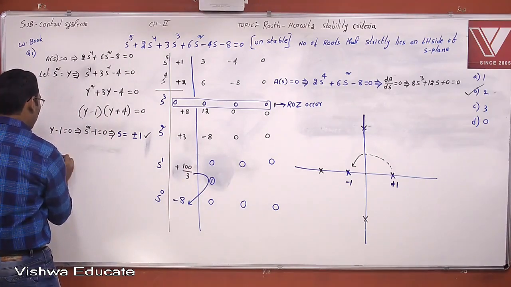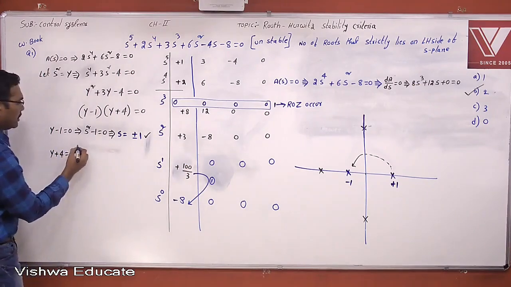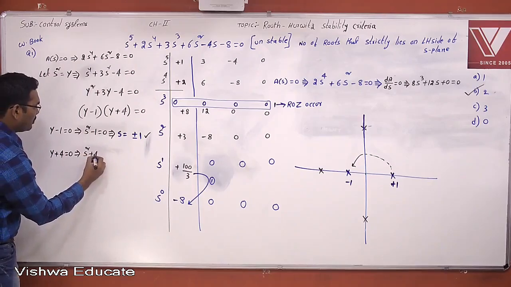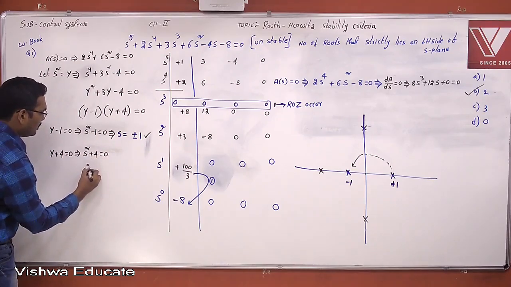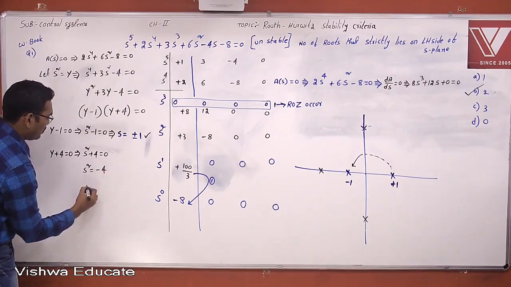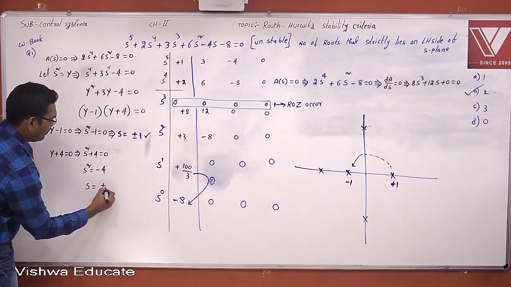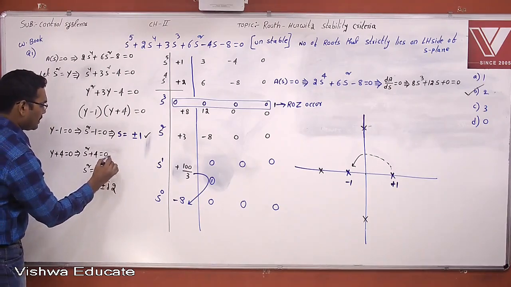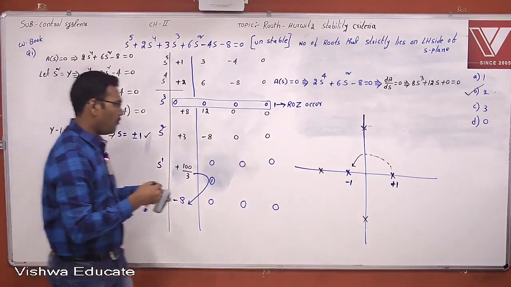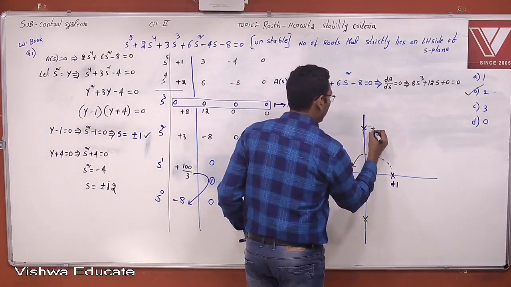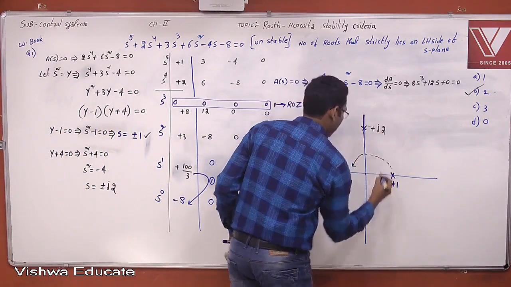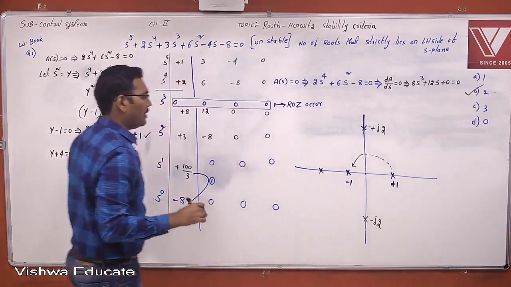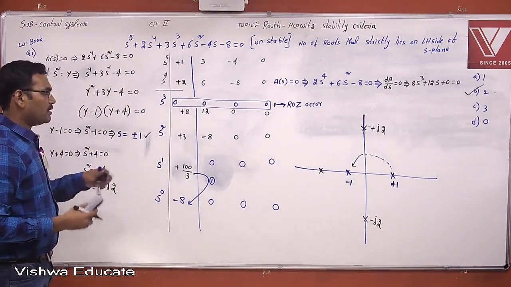Now y plus 4 equal to 0. y plus 4 is nothing but s square plus 4 equal to 0. Therefore s square equal to minus 4, therefore s equal to plus or minus j2. So one is plus j2 and another one is minus j2. Clear or not? One is plus j2, another one is minus j2.